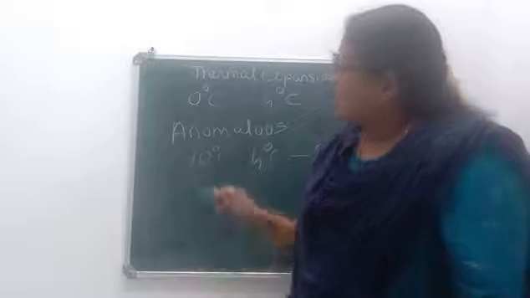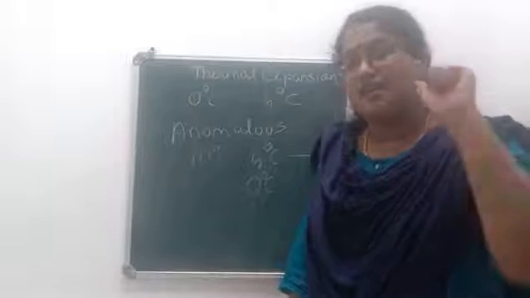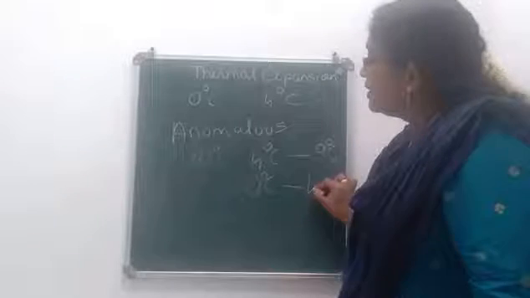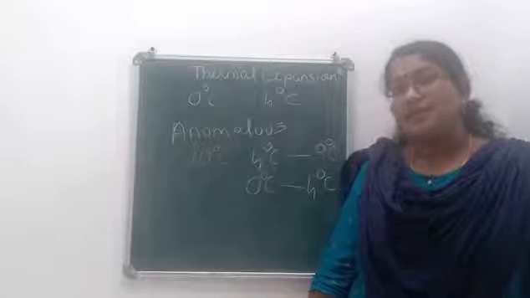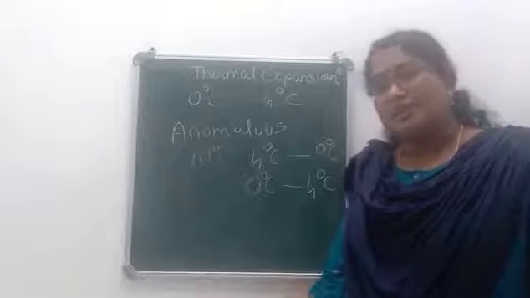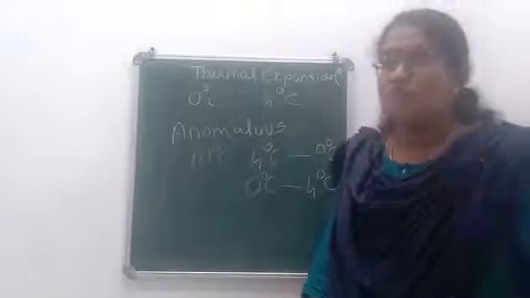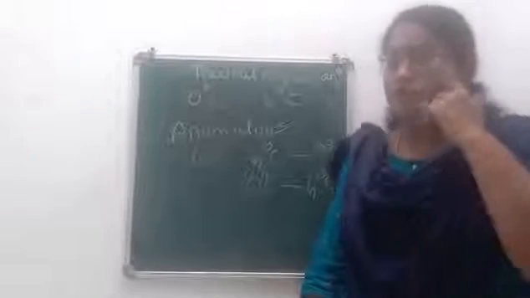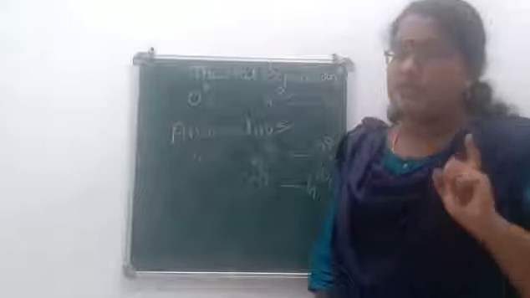Now the reverse thing: you are taking water at 0 degrees Celsius. When it is heated, actually it should expand, but instead of expanding, it will contract till 4 degrees Celsius, 0 to 4 degrees Celsius. And after 4 degrees Celsius, what happens? It will start expanding. So this is a special property shown by water, and that is known as anomalous expansion of water.